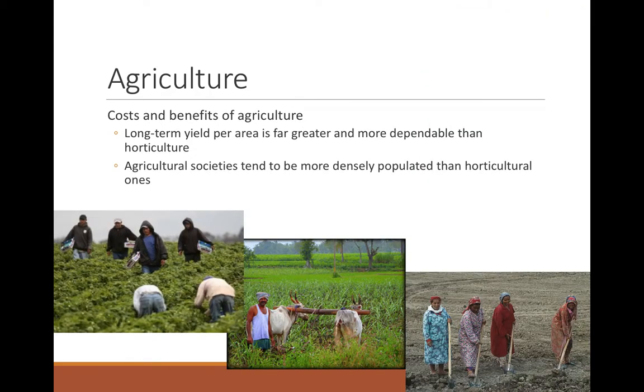Agriculture has some costs and benefits associated with it. On the plus side, the long term yield per area is far greater and more dependable. That does not mean that the day to day returns are better for agriculture. Horticulturalists do just fine, particularly when population density is low. However, once population density jumps up to a certain point, then it is no longer conducive to engage in horticulture. You've got to make this shift over to agriculture. Agricultural societies tend to be more densely populated than horticultural ones.